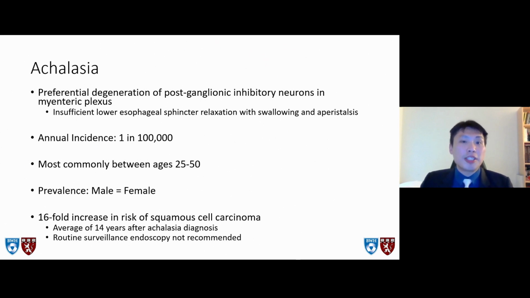As we know, it's a preferential degeneration of the postganglionic inhibitory neurons in the myenteric plexus that results in insufficient relaxation of the lower esophageal sphincter with swallowing, and also aperistalsis of the esophageal body. It is most commonly seen between the ages of 25 to 50, with an equal prevalence between males and females. One thing to remember is that patients with achalasia have a 16-fold increase in the risk of squamous cell carcinoma, often found an average of 14 years after the achalasia diagnosis.